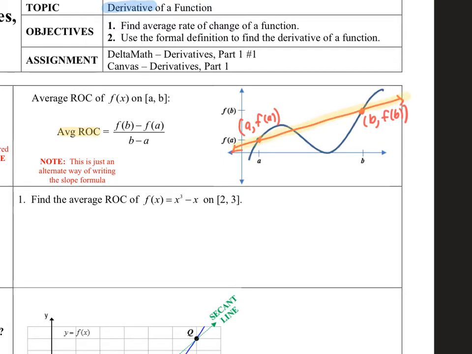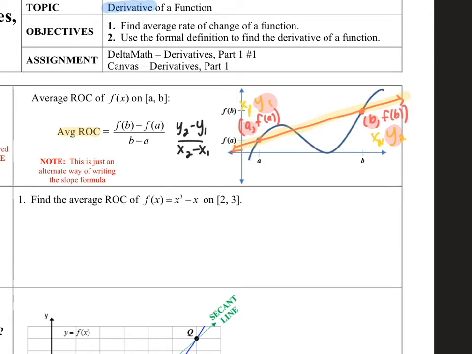Now, the way these points are written, it's really just an x, y ordered pair. This is my first one. This is my second one. So I'm really just using the slope formula. If you look at my average rate of change formula, it's f of b, which is really just y2, minus f of a, which is really just y1, over b minus a, which are my 2 x values. So really what this formula is in disguise is y2 minus y1 over x2 minus x1. It's just formatted a little bit differently.